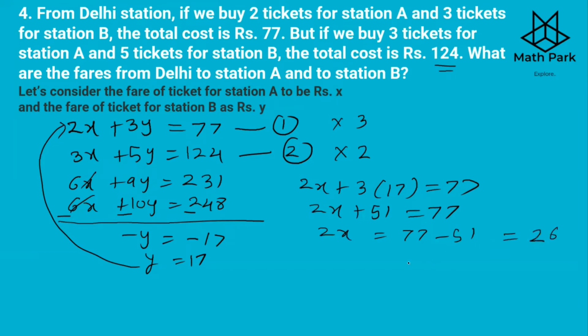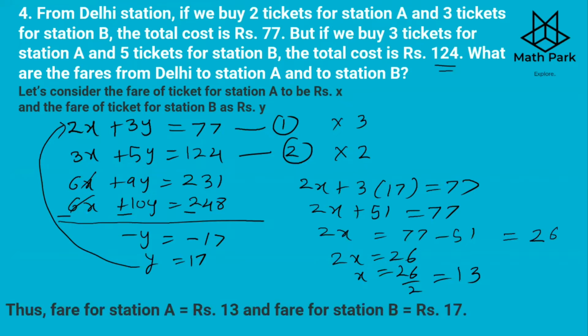So we get this as 2x is equal to 26. So x is equal to 26 divided by 2, which is 13. Got it? So this is how we get the fare of the ticket from station A to be rupees 13 and the fare for station B is rupees 17. Got it? So we got x is 13. Do not forget to write the last statement.